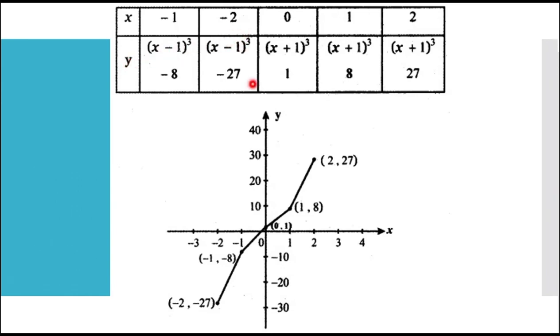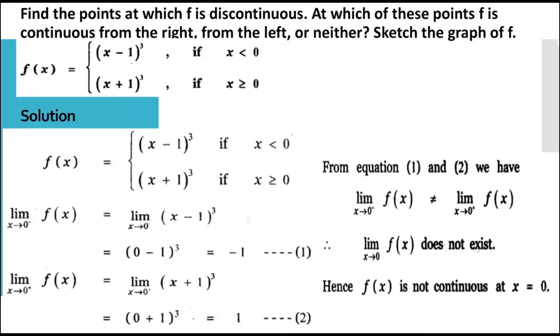Okay. Now, let us plot the points in the graph. So, 0, 1 is a point, 1, 8, 2, 27. Similarly, here minus 2, minus 27, minus 1, minus 8. So, those are the points. Okay. So, we can plot the graph because as it is asked, we have to sketch the graph of f. Okay.